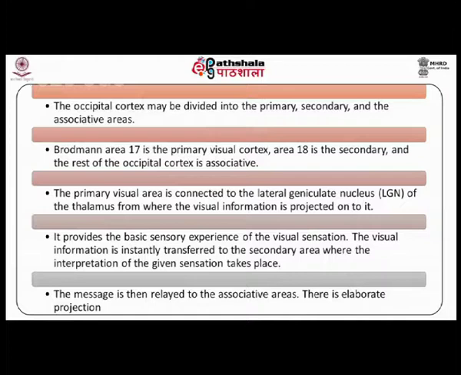Brodmann area 17 is the primary visual cortex, area 18 is the secondary, and the rest of the occipital cortex is associative. The primary visual area is connected to the lateral geniculate nucleus or LGN of the thalamus, from where the visual information is projected onto it. It provides the basic sensory experience of the visual sensation. The visual information is instantly transferred to the secondary area, where the interpretation of the given sensation takes place. The message is then relayed to the associative areas.